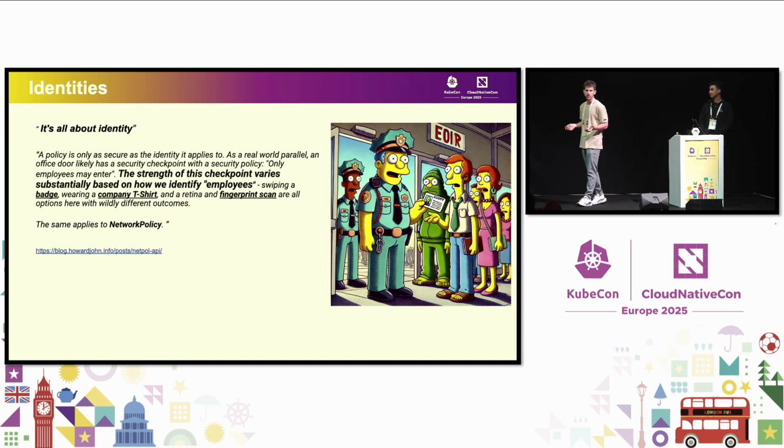Whether it's a company t-shirt, that means it's our employee, whether it's a fingerprint scan, whether it's showing a badge, all of these options would yield substantially different results, right? And the same thing applies to network policies. And I do encourage you to read this blog because it talks about a lot of different useful things. But this is the first thing we want: we want to ensure that identity is something we rely on.